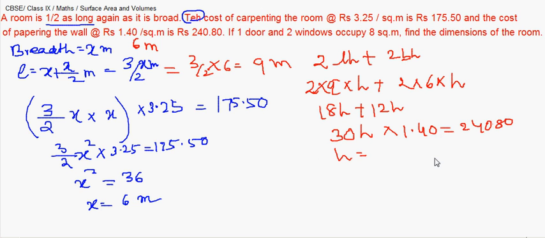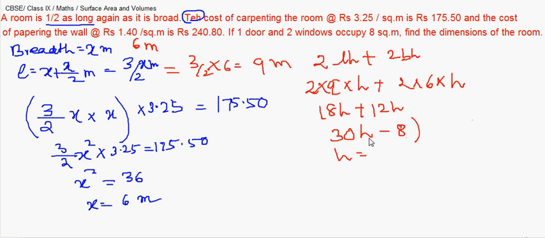I will do it. It is 30 into 1.4, that's giving you 42. It's 240.80 divided by 42. H is, oh, I made a mistake, I think here. I made a mistake because this papering of the wall will obviously not include this 8 meters square, which is being covered by 1 door and 2 windows. So that has to be subtracted from 30H, that is the total area, minus 8 meters square.